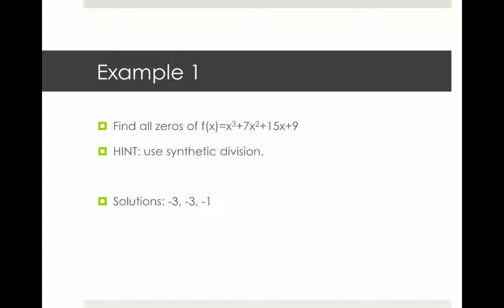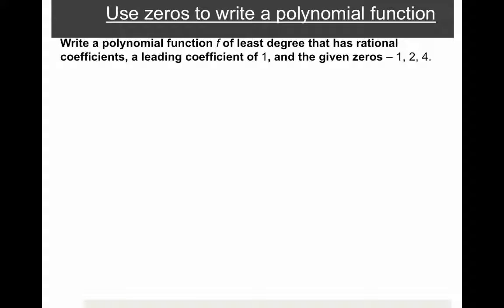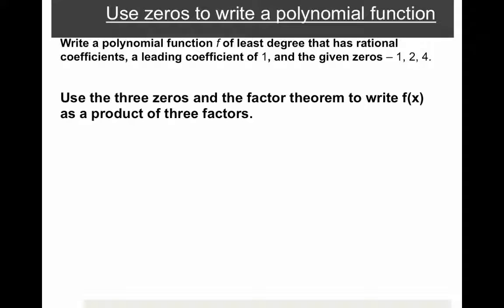So I want to start off with this first example. It says use zeros to write a polynomial function, and what they're going to do is give you all the zeros. So here we've got the given zeros of -1, 2, and 4. The key is that it's a leading coefficient of 1, and when it says write a function of least degree, that just means that if there's only 3 zeros, then at the end it should only have an x cubed. If there's 4 zeros, then in the end it should be x to the 4th. So we're first going to recognize that there are going to be 3 factors because there are 3 zeros.